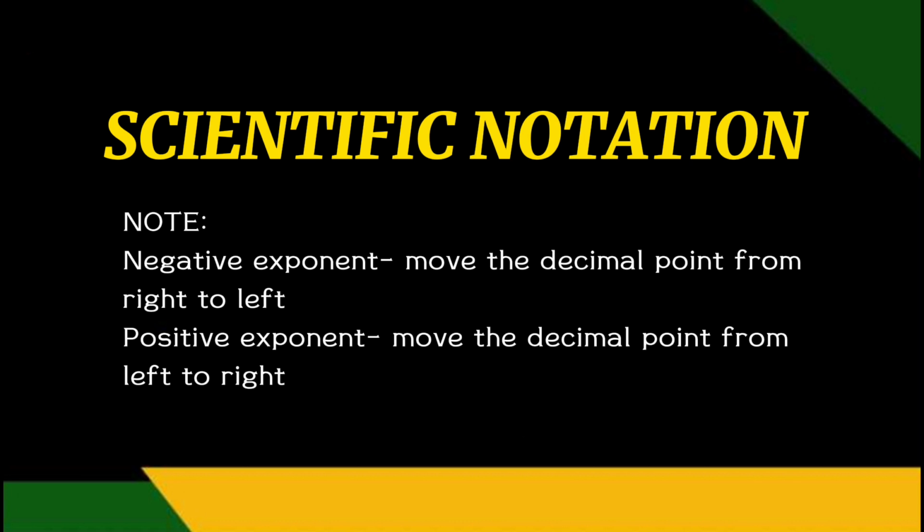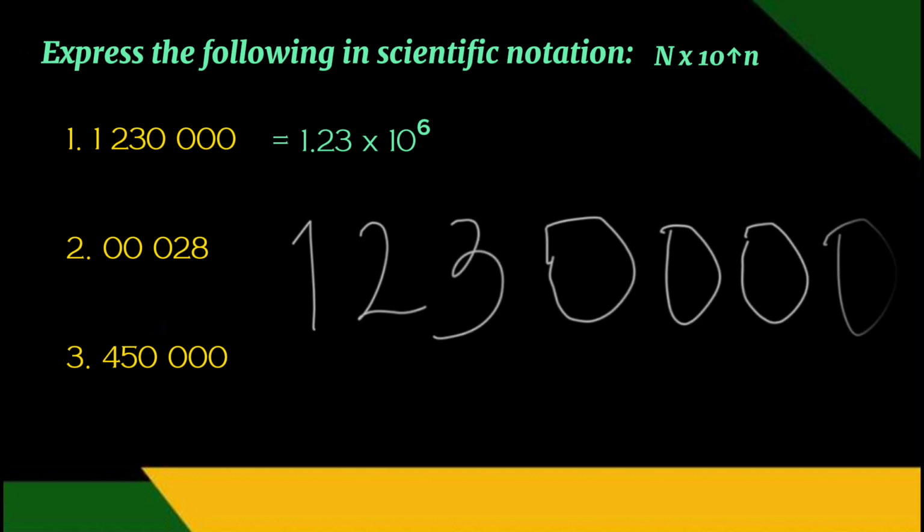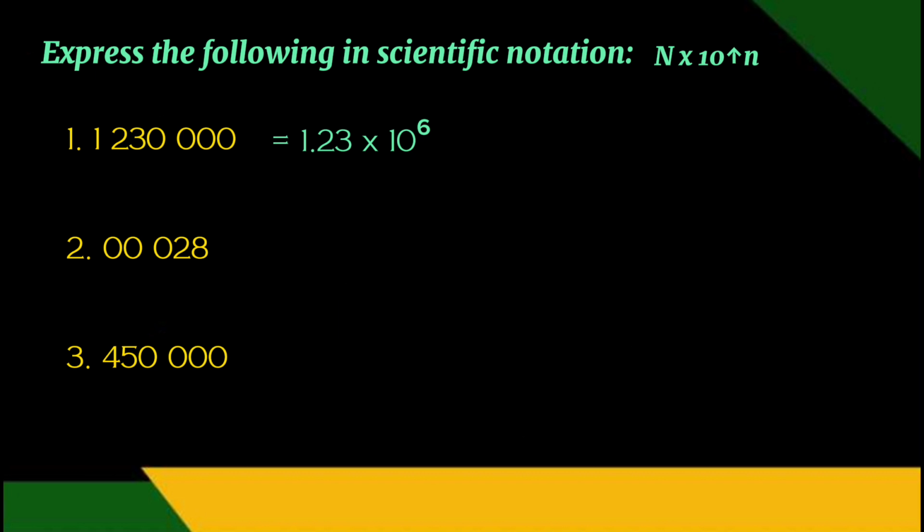Starting with scientific notation. Express the following in scientific notation. To express 1,230,000 in scientific notation, we write it as 1.23 times 10 raised to 6 because we move the decimal point 6 places to the left to represent the large number.